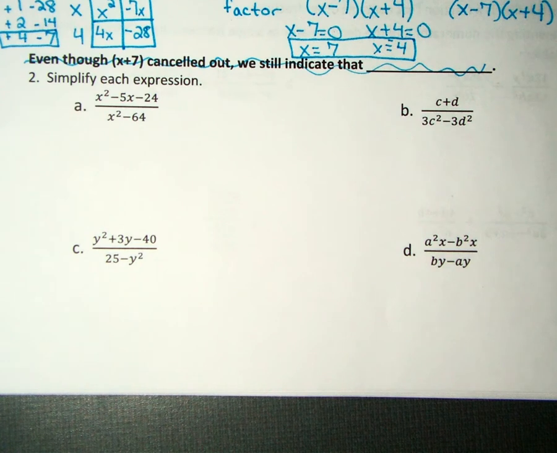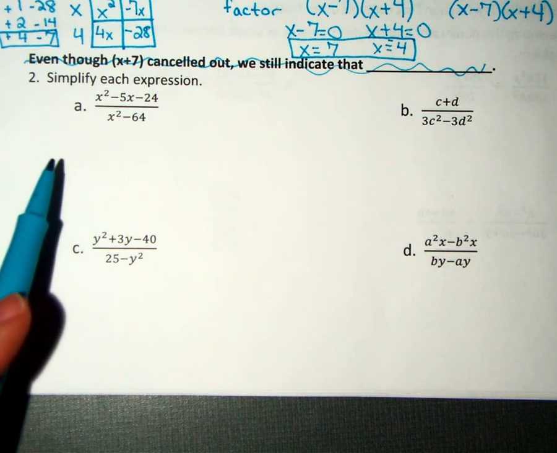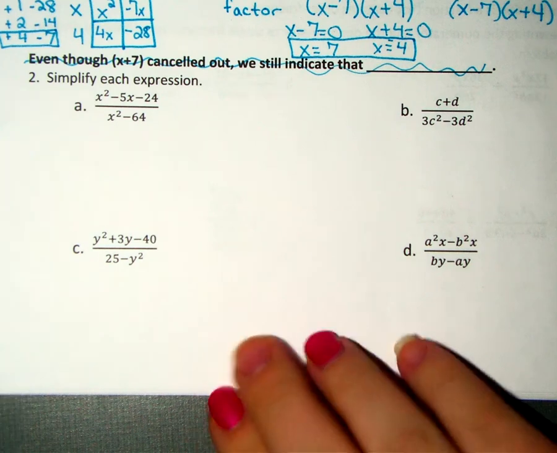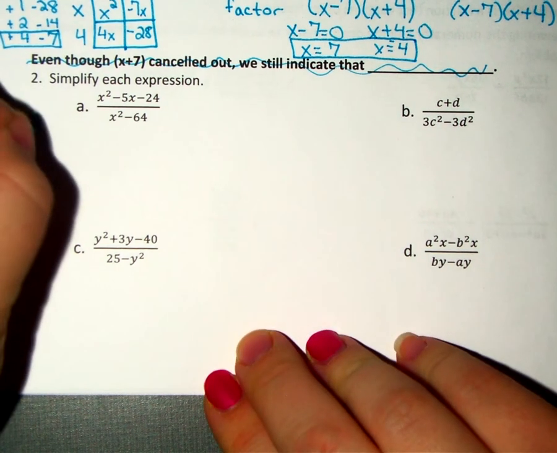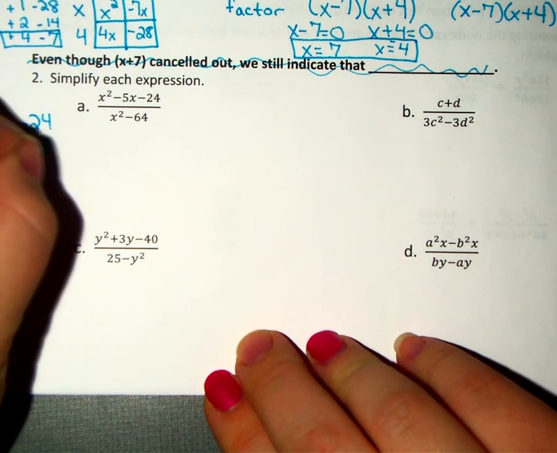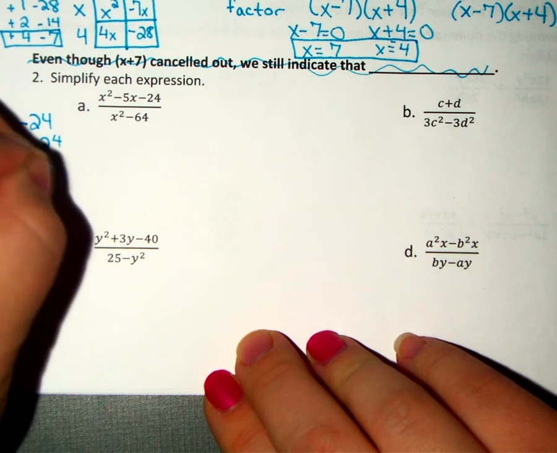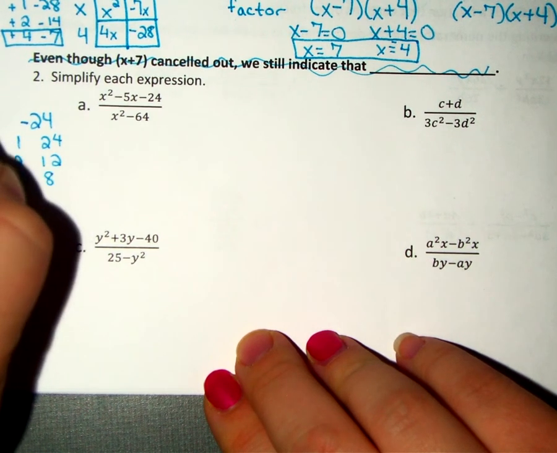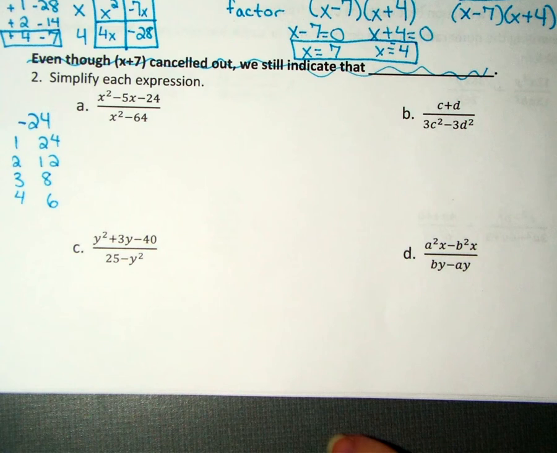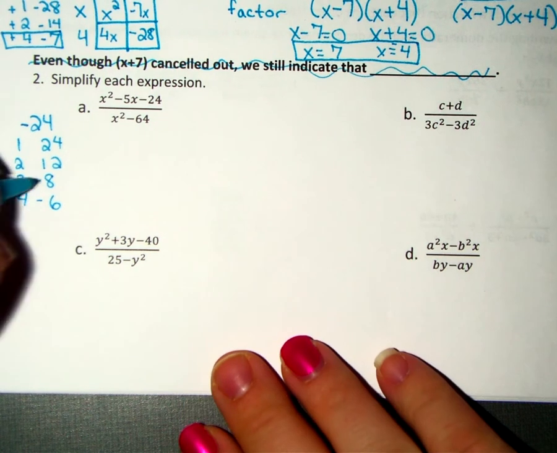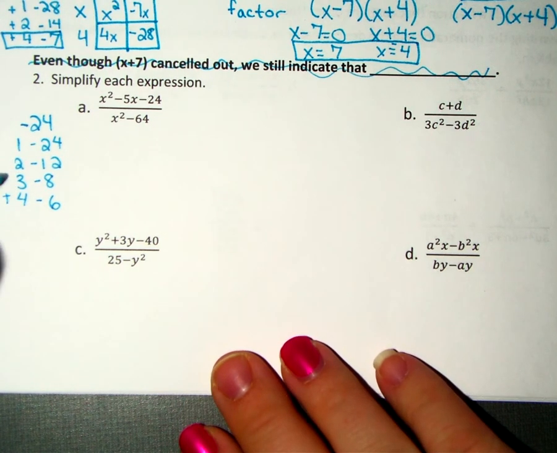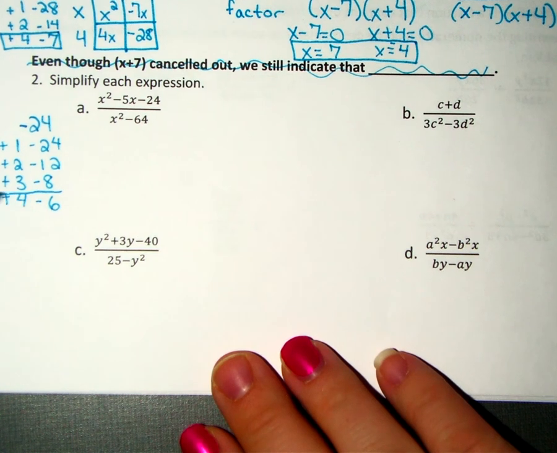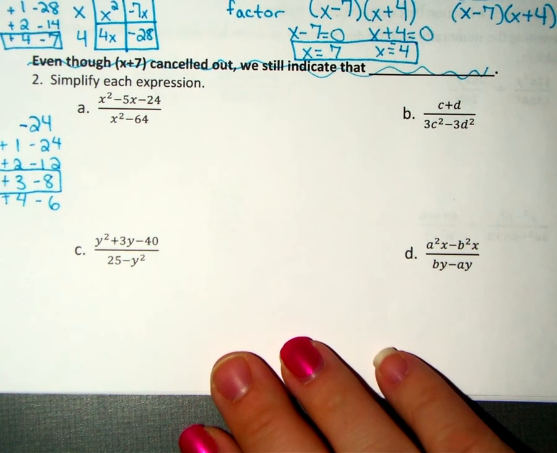So for the first problem, to factor the top, we need to do a times c, factors, and we want them to multiply to be a negative, and we're going to make them add to be a negative as well. So our larger factor will be negative. And that indicates that we should be using 3 and negative 8 for our factors.